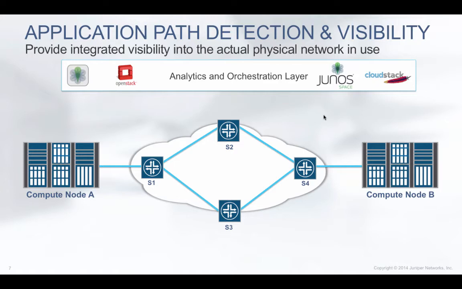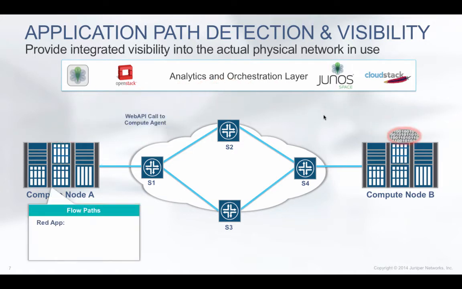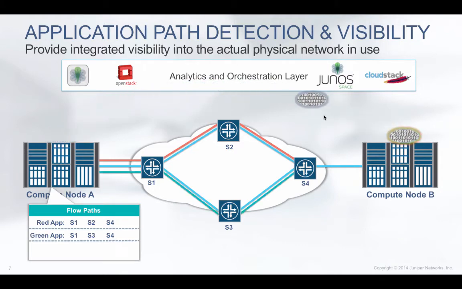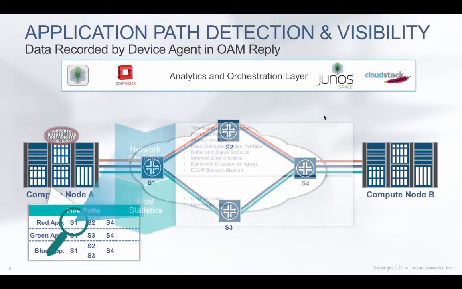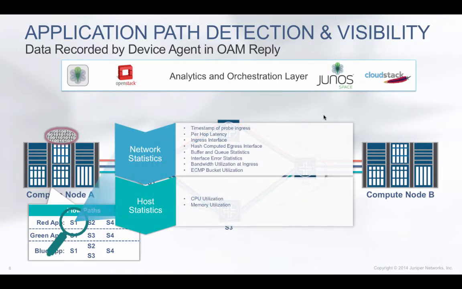In this example, there are three applications: the red app, the green app, and the blue app. The orchestration platform and DLE instruct the CA to run traces for these applications. The CA sends probes across the network, simulating application traffic. The network devices in the path respond to these probes and send information back to the CA. The CA now has the flow path information for each application. Also, the CA has a rich set of network statistics and device statistics for the devices in the application flow path.